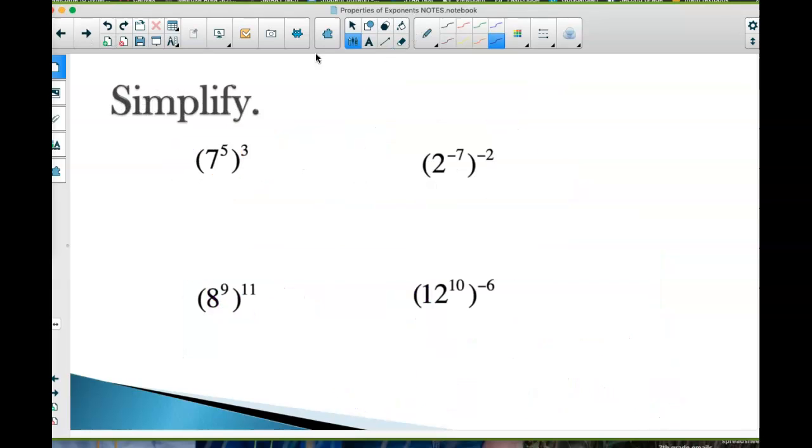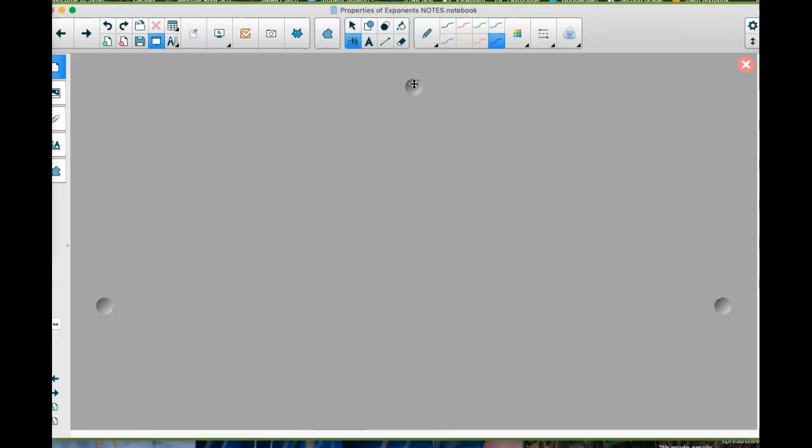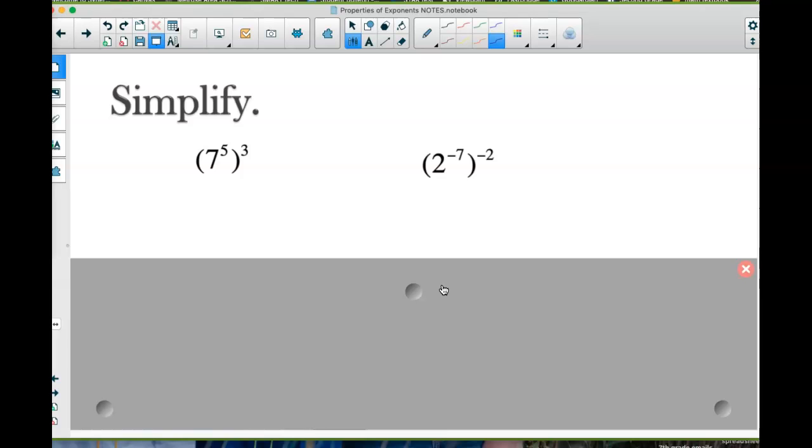Okay, unmute yourself and tell me what this first one would be: 7 to the fifth power to the third power. If I were to simplify that, what would that be? 7 to the 15th power. Absolutely. We don't want to evaluate that because that's a really big number that won't even fit on our calculator. So we're just writing it as one power: 7 to the 15th power. Done.